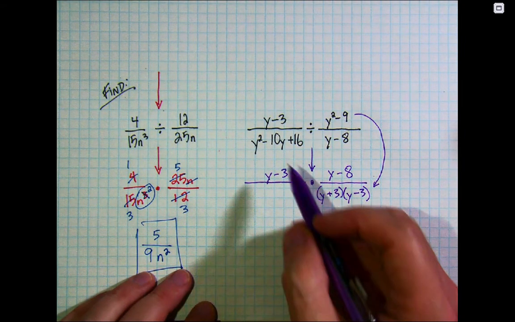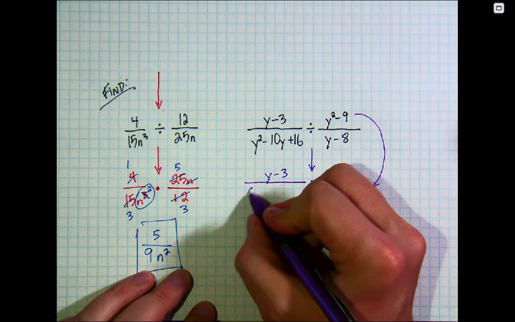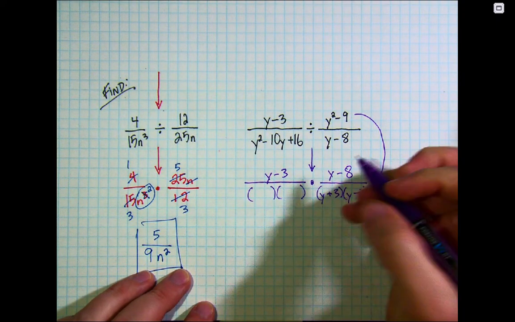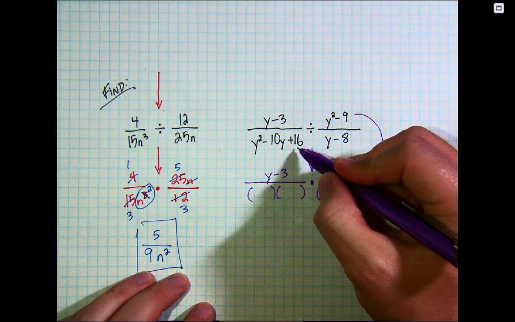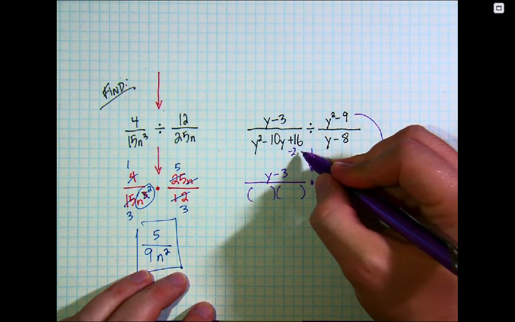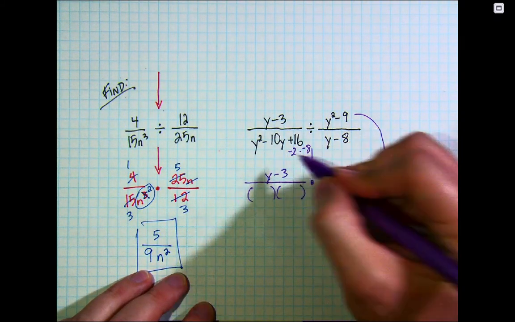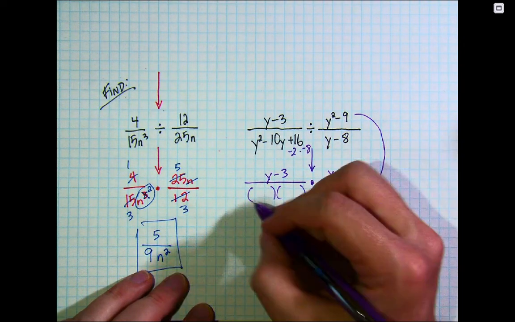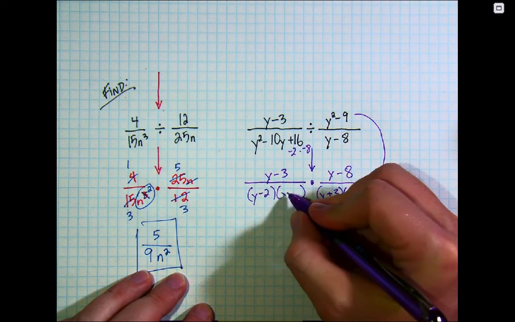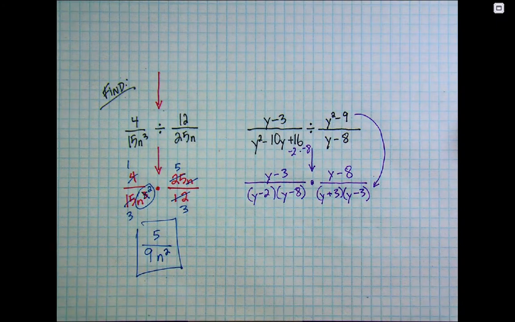And then on the bottom here, let's factor, factor, factor. What are my magic numbers? 16 is negative 2 times negative 8. This is negative 2 plus negative 8. So I'm going to have y minus 2, y minus 8. You don't have to be able to do that as fast as I just did it. You just have to be able to get there eventually.